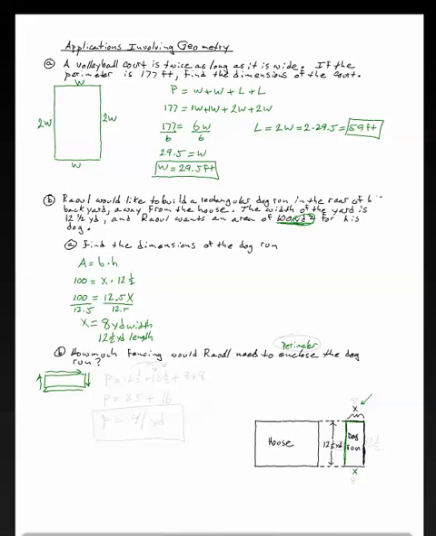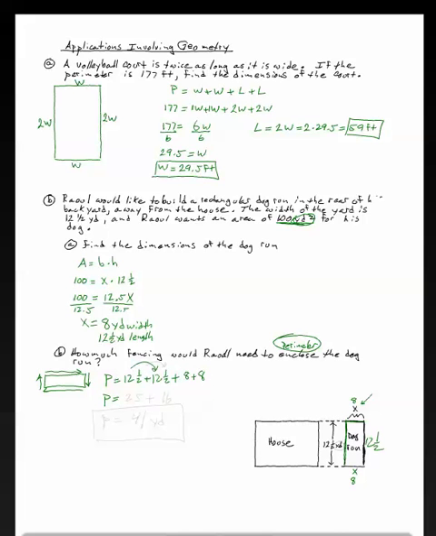Now we want to know how much fencing he's going to need to enclose the dog run. And remember, we said that that was going to be the perimeter. And the perimeter is adding up the sides. We know that x is 8 in both cases, and then the length is 12.5 in both cases. So what we need to do to find the perimeter is add these up. So it's 12.5 plus 12.5 plus 8 plus 8.